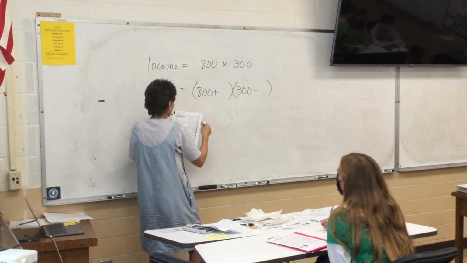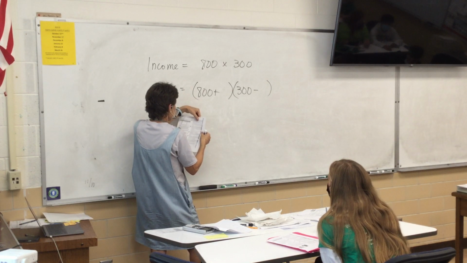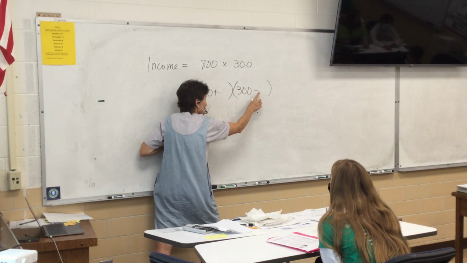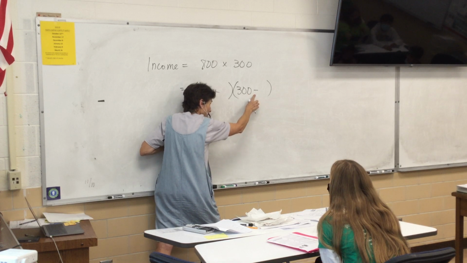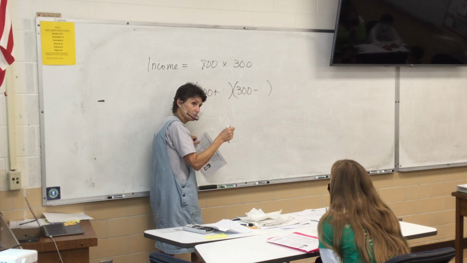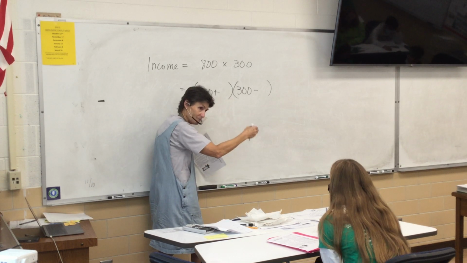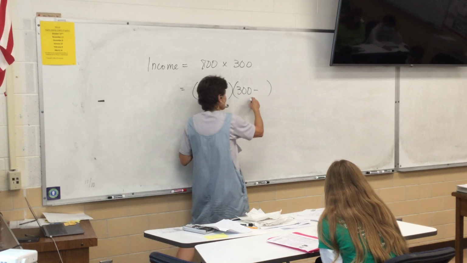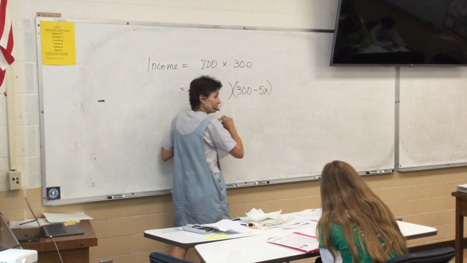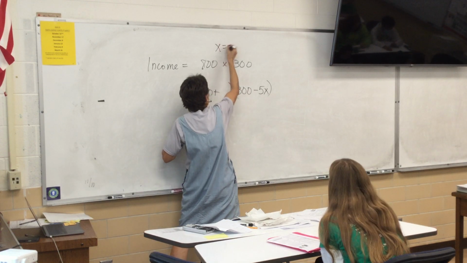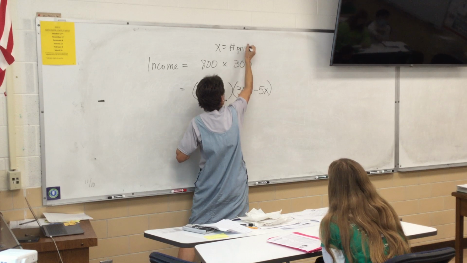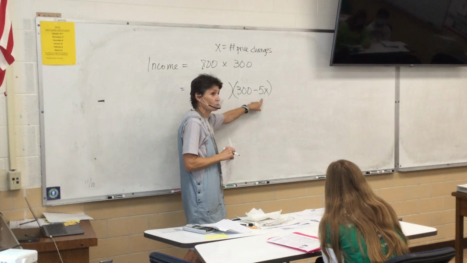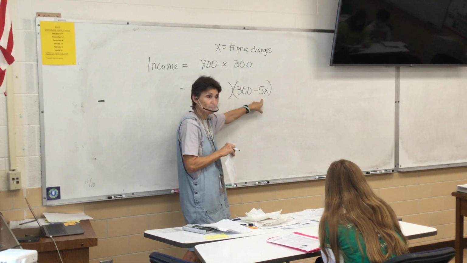Now, how are these things changing? Well, it says that every $5 that we decrease the rent, so the rent is gonna go down in increments of 5. So if you decrease once, it's going down by 5, twice would go down by 10, 3 times would go down by 15. So we are going down in increments of $5. So we're gonna let X be the number of price changes. So every change is worth $5 down, losing $5.